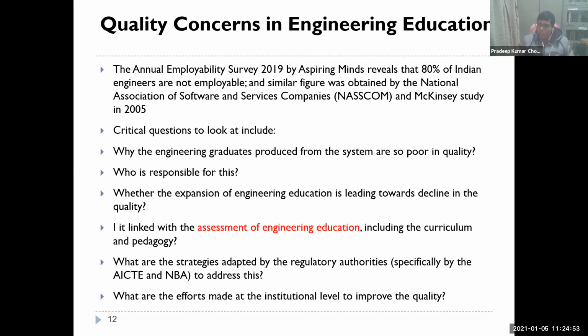There I see the role of the teachers. That we will discuss. What are the strategies adopted by the regulatory authorities, specifically AICTE and NBA, to address this? How are AICTE and NBA taking care of the regulatory mechanism? Because we see that failure of regulation is an important concern in imparting low quality engineering education in the country. With the massive expansion of the private sector, it's not about questioning the expansion of the private sector, but expansion without following the regulatory framework. That is the question that I'm raising.